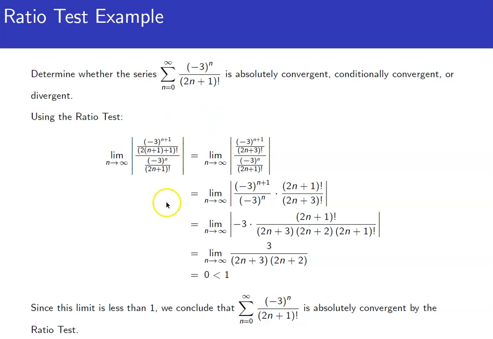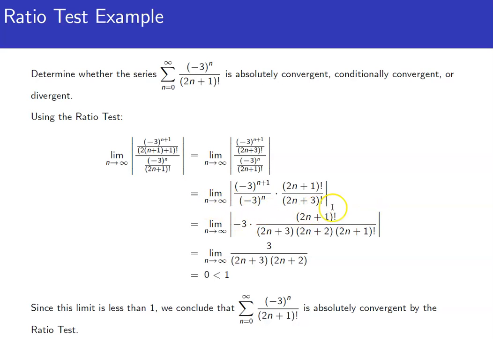All right, so let's go through the steps. Remember, for the ratio test we look at the limit of the absolute value of the ratio of consecutive terms, a sub n plus 1 divided by a sub n. So the numerator here is just the terms of our original series, except that we've taken out n and put in n plus 1. All right, so the first thing I did here was just simplify what's inside the parentheses of the factorial. So you get negative 3 to the n plus 1 over 2n plus 3 factorial, and then divided by negative 3 to the n over 2n plus 1 factorial.